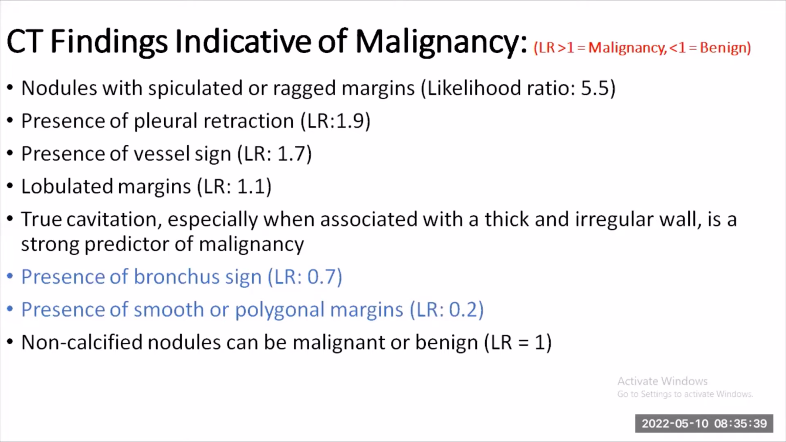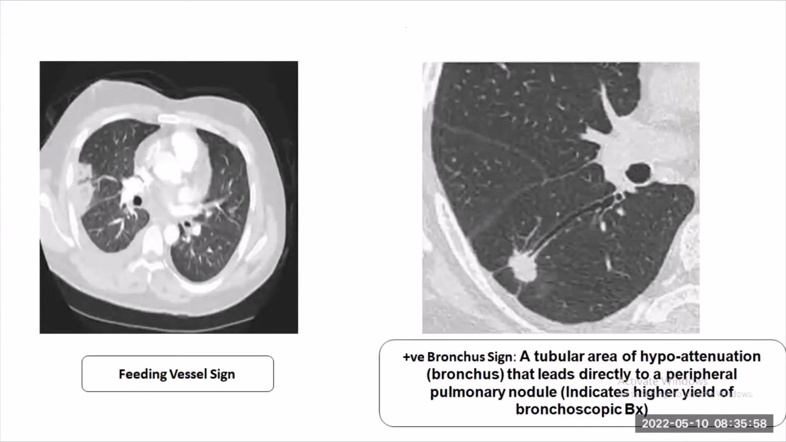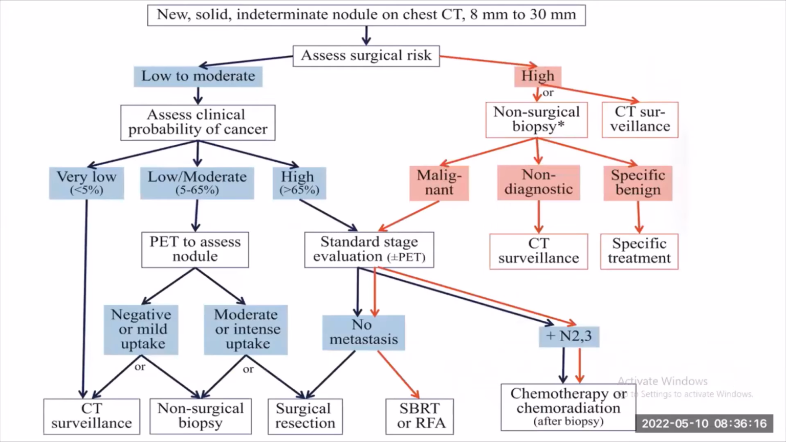A true cavitation, especially when associated with a thick and irregular wall, is a strong predictor of malignancy. While presence of bronchus sign and presence of smooth or polygonal margins basically indicate towards a benign mass or lesion. Non-calcified nodules can be malignant or they can be benign. So it's a feeding vessel sign in our first diagram, where we can see a vessel going into the mass, while a positive bronchus sign is where we can see a tubular area of hypoattenuation, a bronchus that leads directly into the peripheral pulmonary nodule.